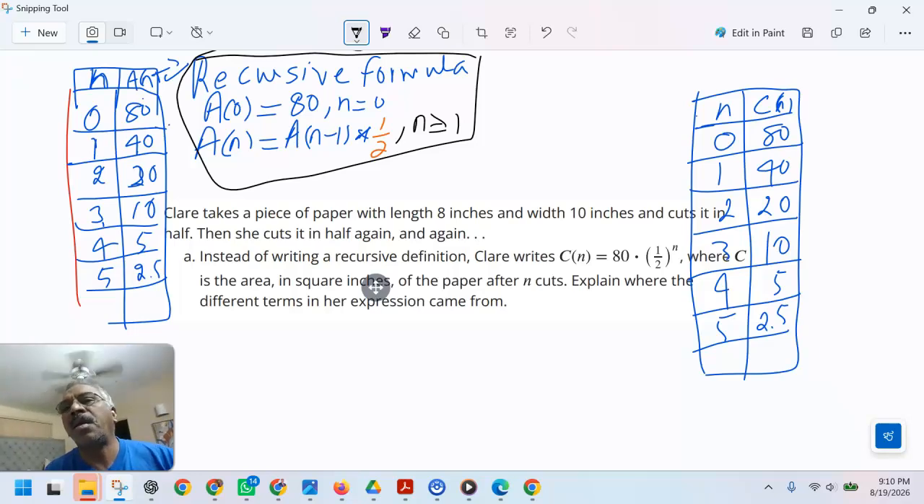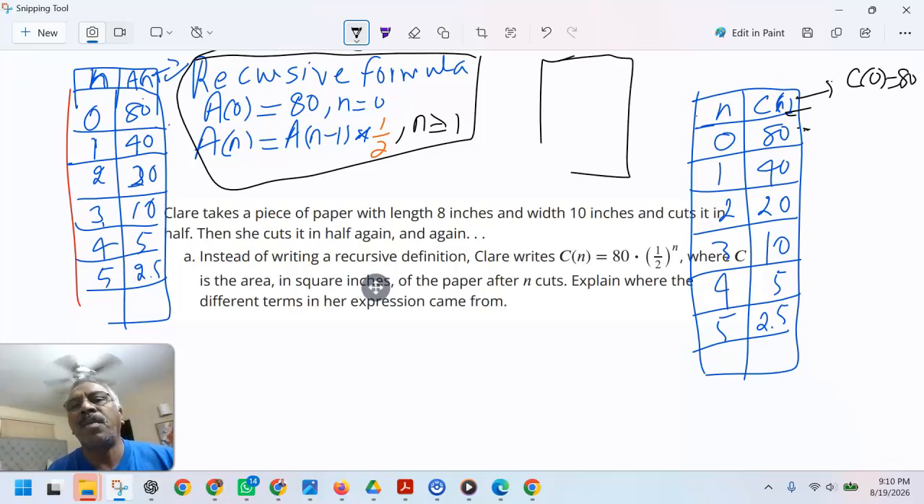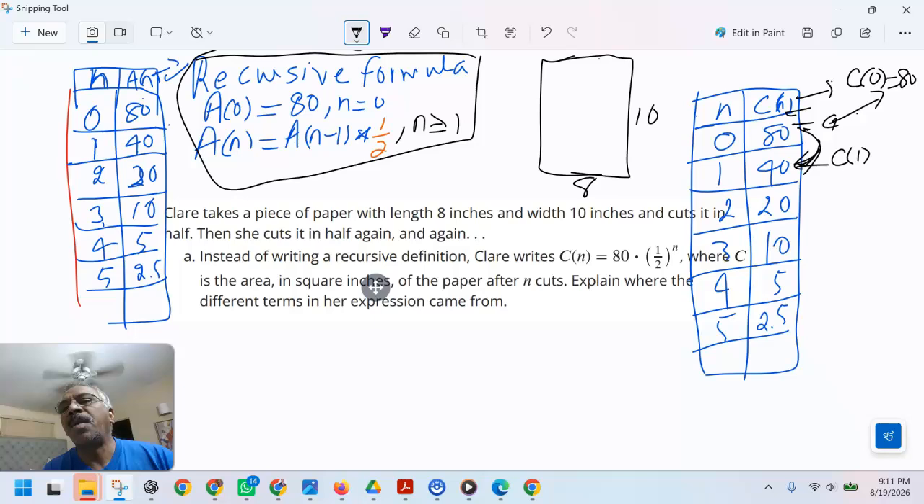But this time we use another, different approach. In the beginning, C of 0, so the class name starts with C0, the area is 80. So in the beginning it is 0, and after that, in the first step, this is 40. That means this one is C of 0, which is 80, and this is 40, which is C of 1. Correct? So that means it was 80.